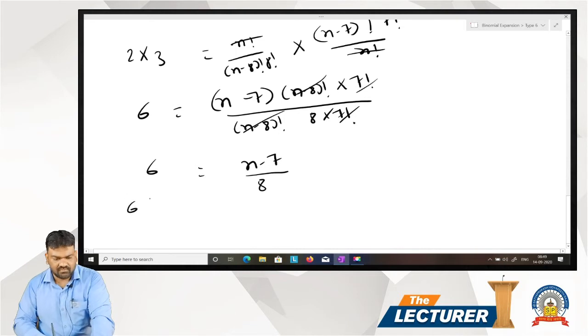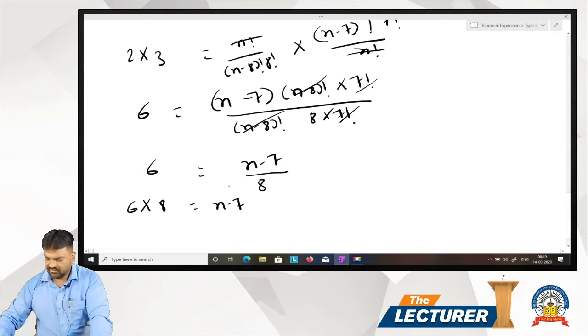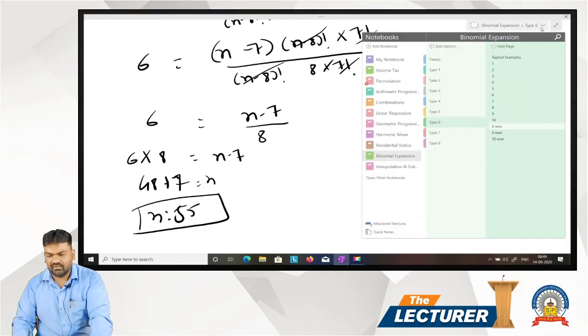6 multiplied by 8 is equal to n minus 7. 6 multiplied by 8, that is 48. 48 plus 7 is equal to n. So n is equal to 55. This is your answer. Here your answer, n is equal to 55.